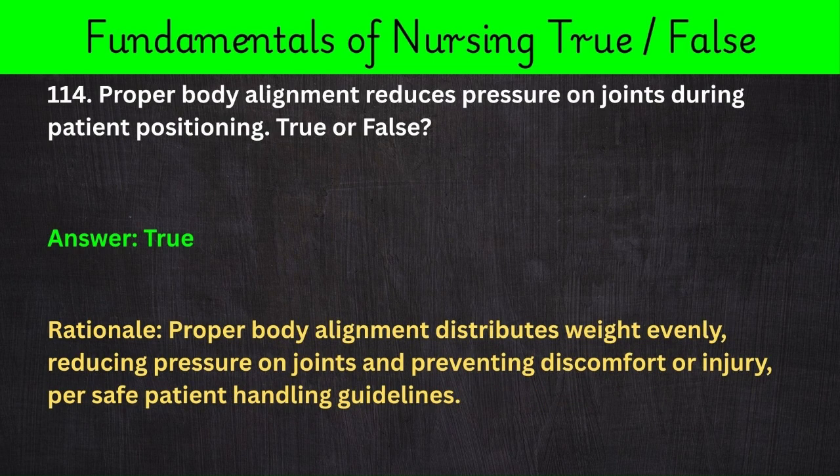114. Proper body alignment reduces pressure on joints during patient positioning. True or false? Answer: true. Rationale: Proper body alignment distributes weight evenly, reducing pressure on joints and preventing discomfort or injury, per safe patient handling guidelines.